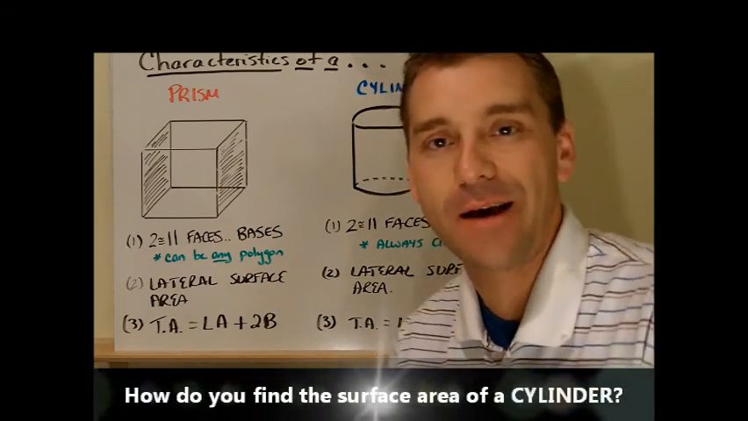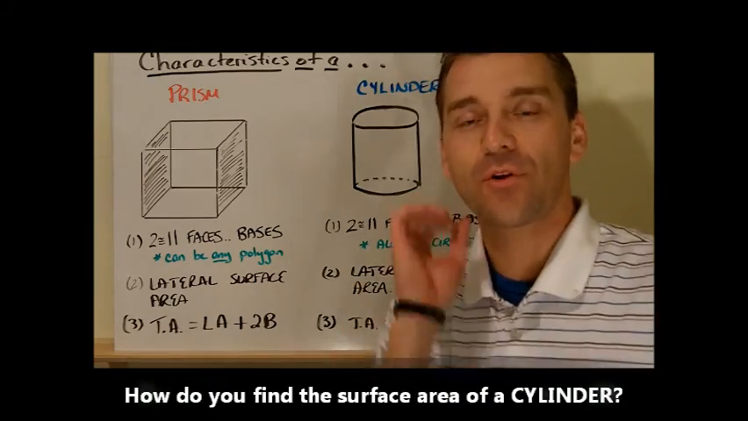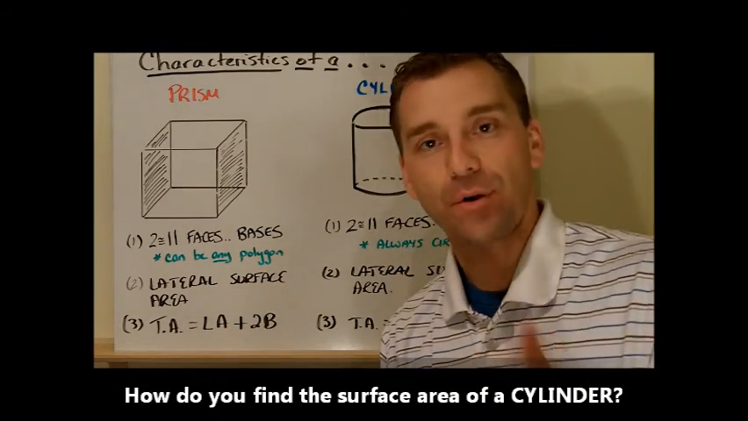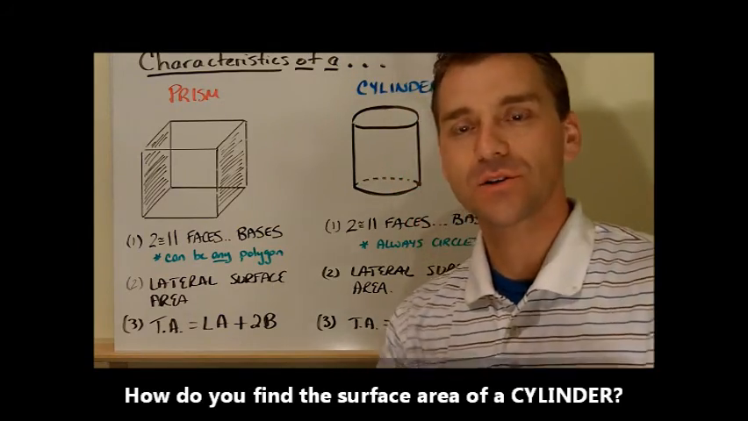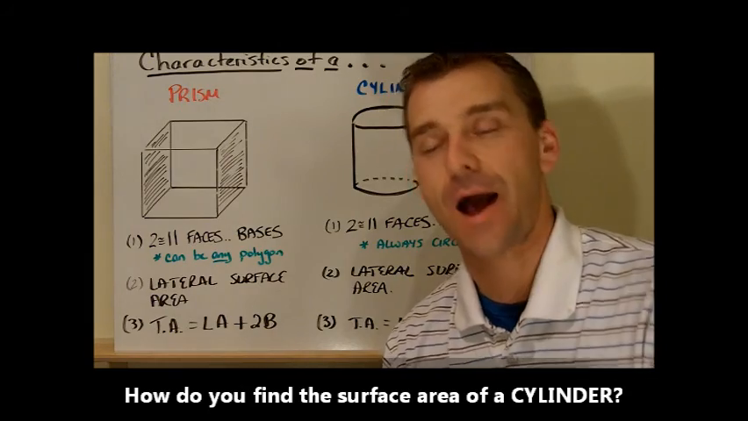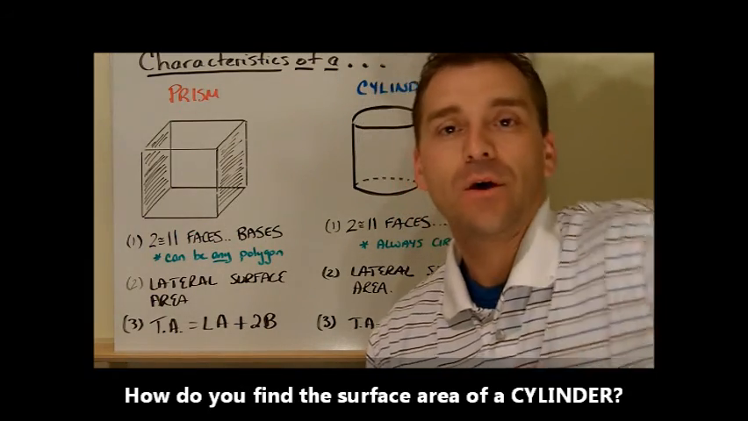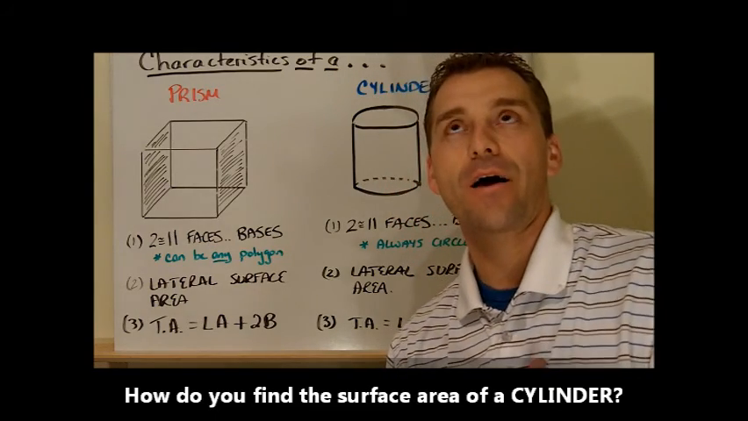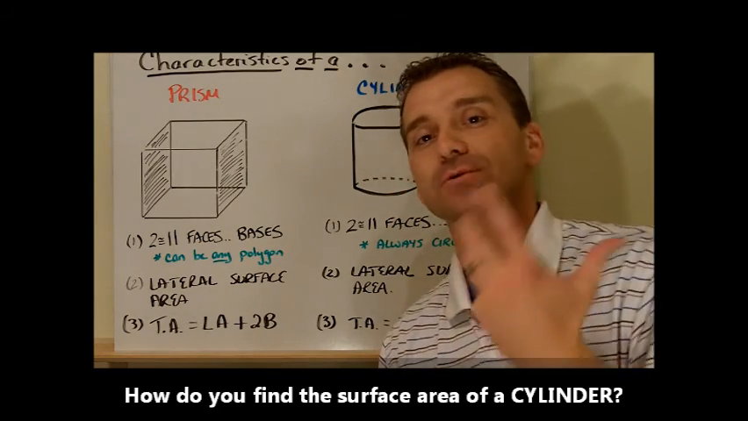What's up, kiddos? Okay, so far, here's what we've done. We've learned how to find the lateral surface area and total surface area of a prism, no matter what the base of it was, no matter what the name of the prism was. We learned how to find the total surface area of that. And then the next one we talked about was finding the total surface area, including lateral surface area, of a pyramid. How do you find the total surface area of a pyramid?